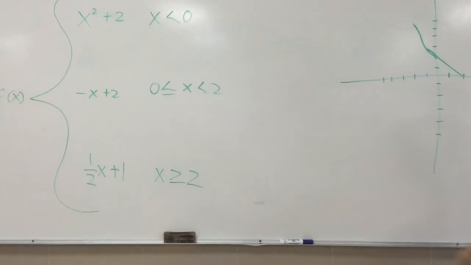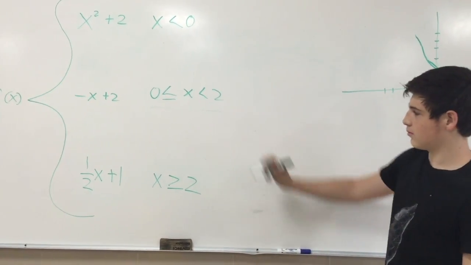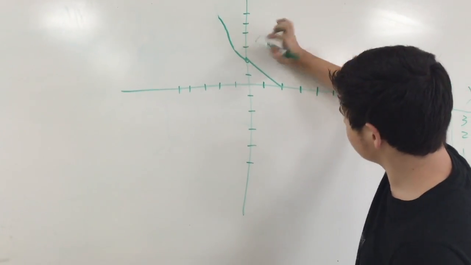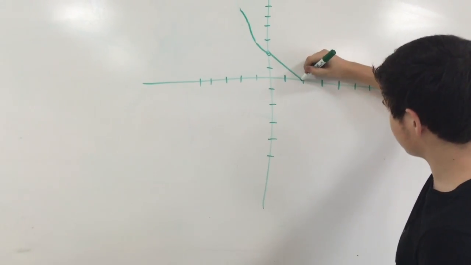But the function is telling us that x is between 0 and 2. So we're gonna draw it here with a dot on the 0 and a circle on 2.